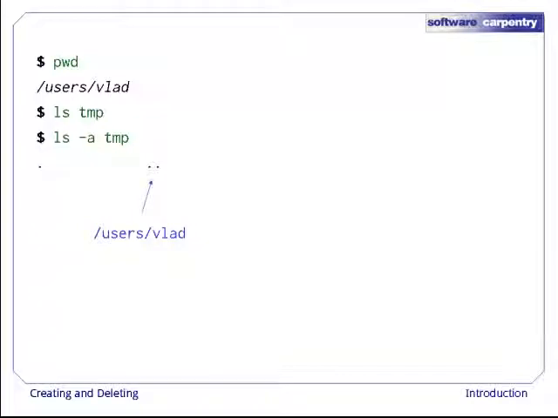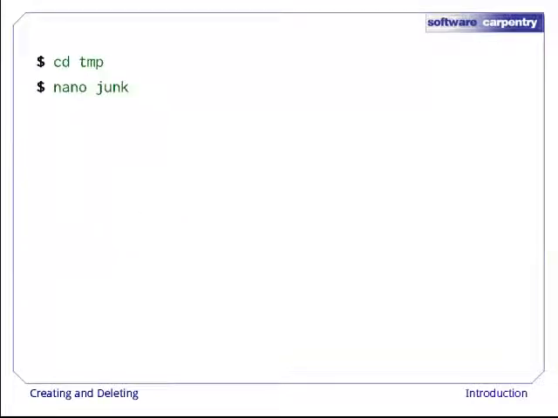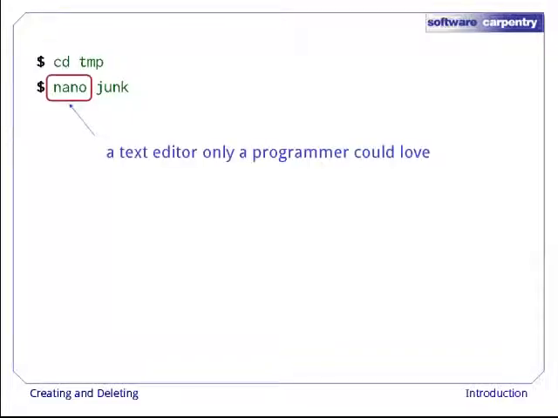which just happens to be the current working directory /users/vlad. Let's change our working directory to temp using cd, then run the command nano junk. Nano is a very simple text editor that only a programmer could really love. And we really do mean text. It can only work with plain character data, not tables, images, or any other human-friendly media.